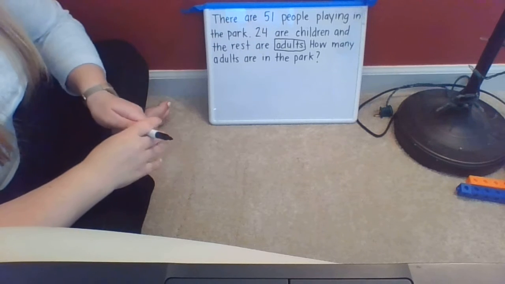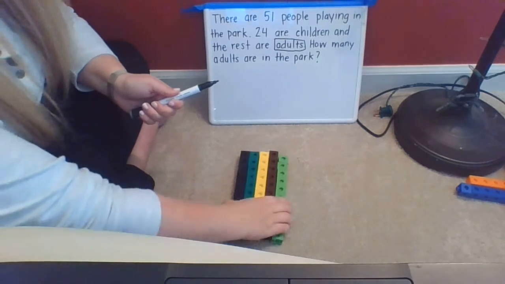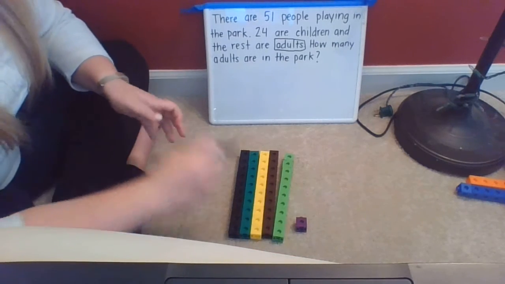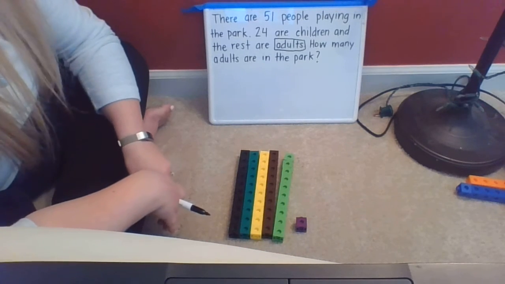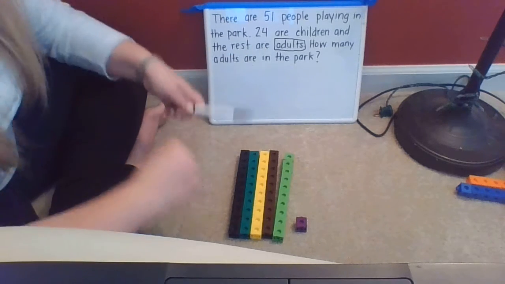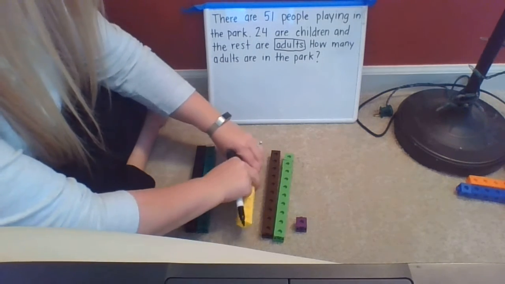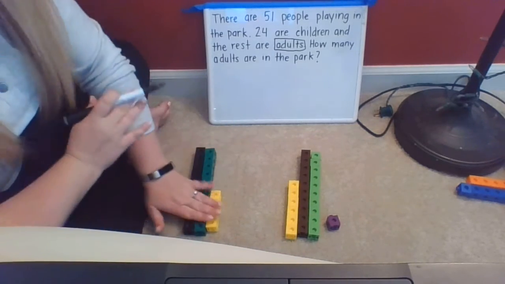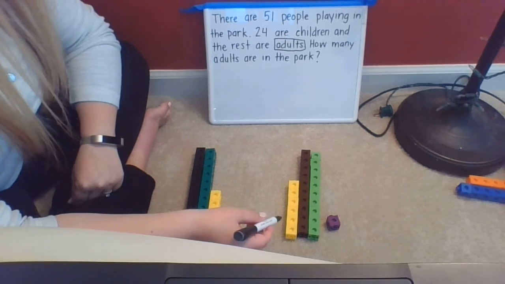There are 51 people playing in the park. I'm going to start by getting out 51 people. That's 5 tens, 1, 2, 3, 4, 5, and 1. 51 people. These are all the people that I imagined playing in the park. Now I can figure out which ones are kids and which ones are adults. 24 are children, so 24 are 2 tens, and 1, 2, 3, 4 ones. These are my children, so those must be the adults. That's right, those must be the adults.